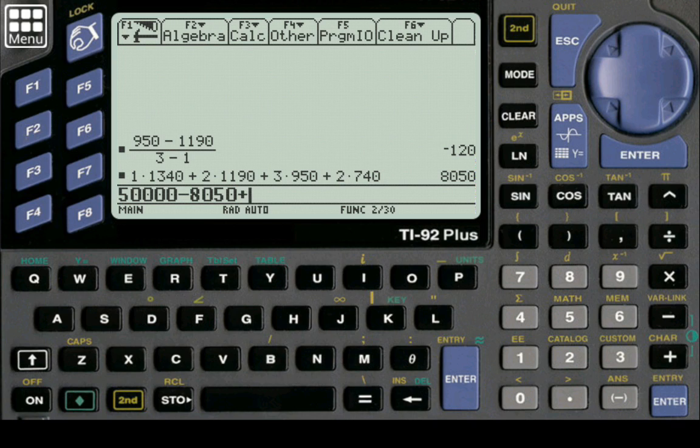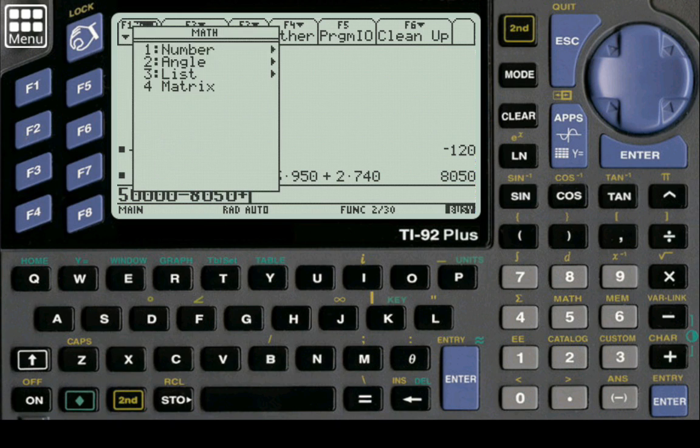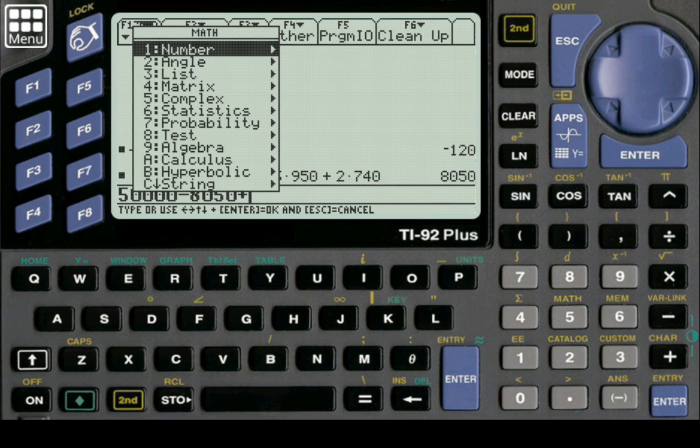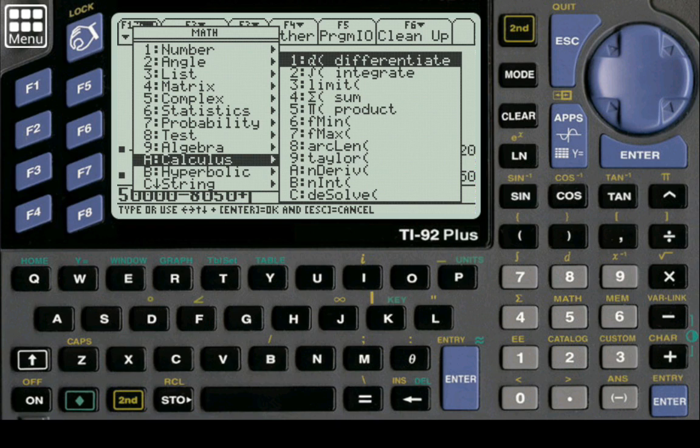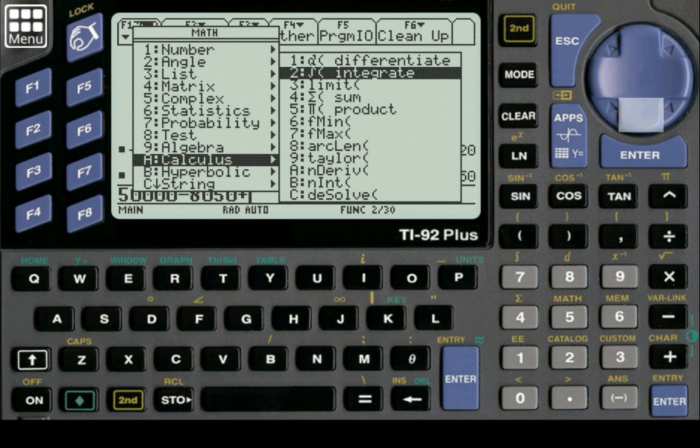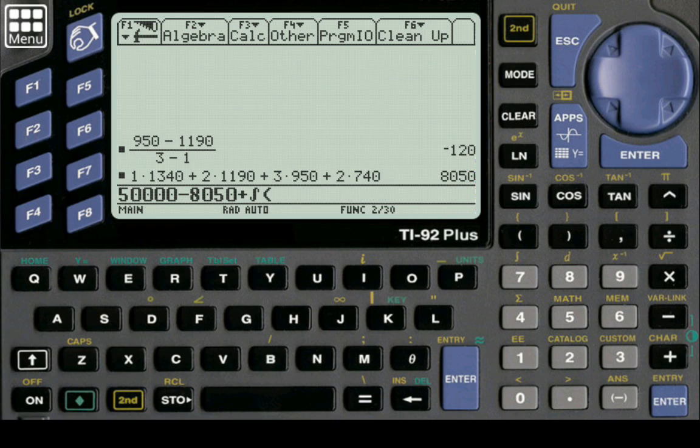Okay, so let's see how we're going to do that. Let's see, how about a second math, calculus, and integrate is number 2. We're integrating W of t, which is 2,000. Just type it in.